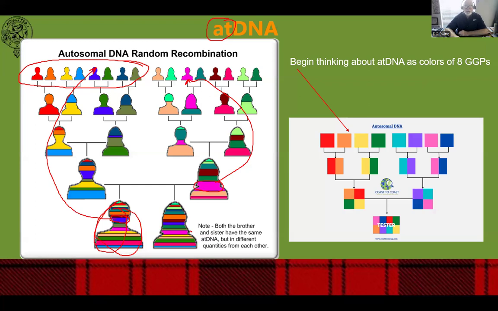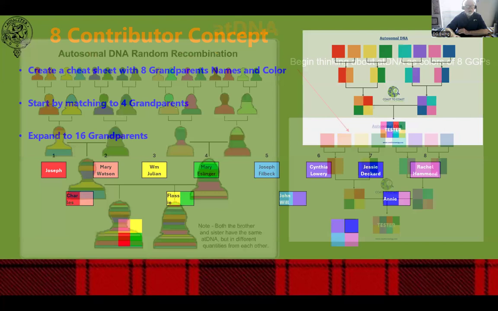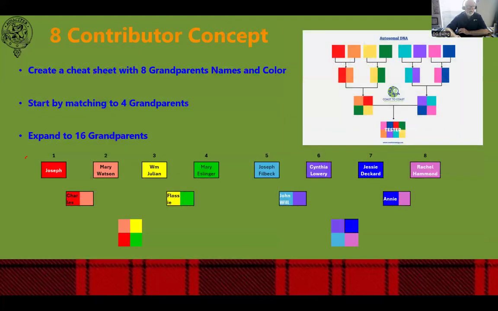Here is the 8 color contributory. Anyway, I want you to create a chart, and we'll talk about how to create a chart a little later, that literally does identify these great grandparents. You've got 8 of them, 4 from your dad's side and 4 from your mom's side. I want you to create a color associated with each one of them. Okay, and here is mine. So this is me. I'm sorry, my dad. This is my dad.